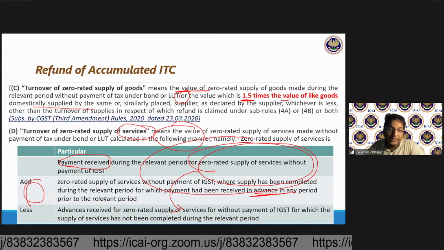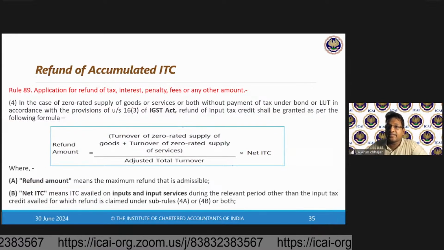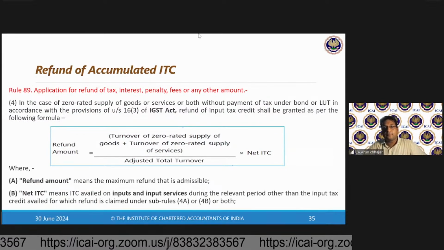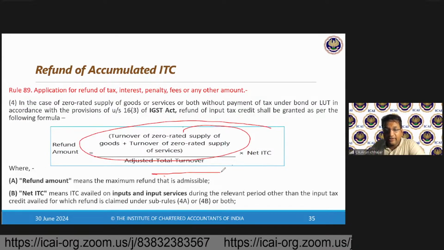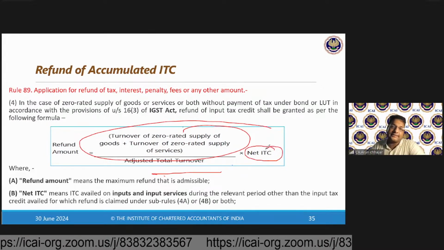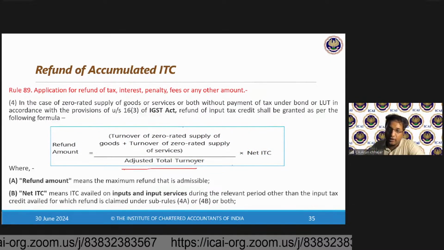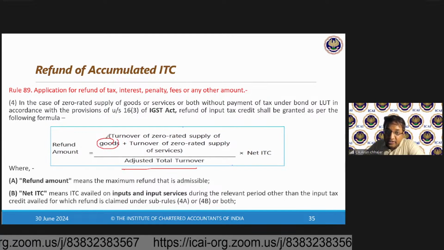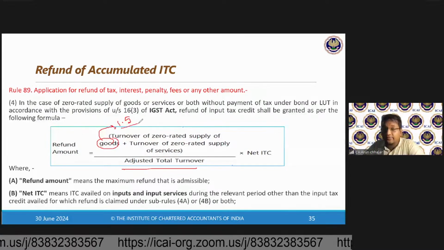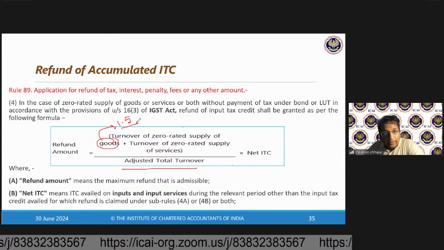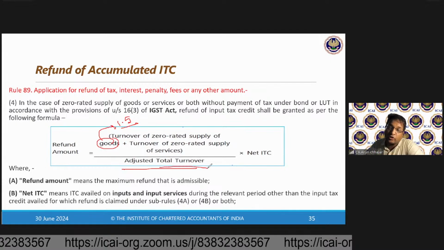After calculating the turnover of the zero rated supply of goods and services, you will apply the formula. This is the zero rated supply divided by total turnover multiplied by net ITC. There was one question which has been clarified by the circular. If in case of the zero rated supply of goods we are keeping the upper cap of 1.5 times, do we take this similar 1.5 times amount in calculating the adjusted total turnover?